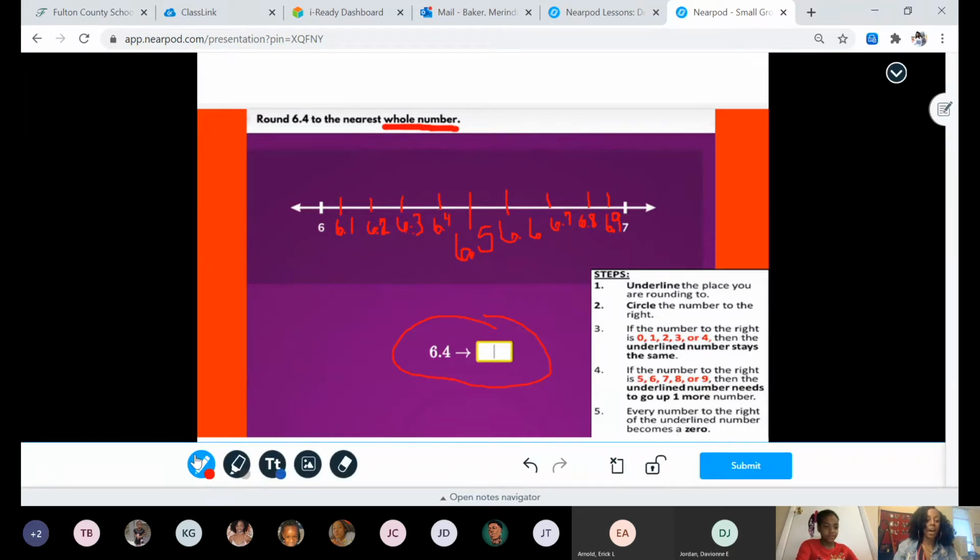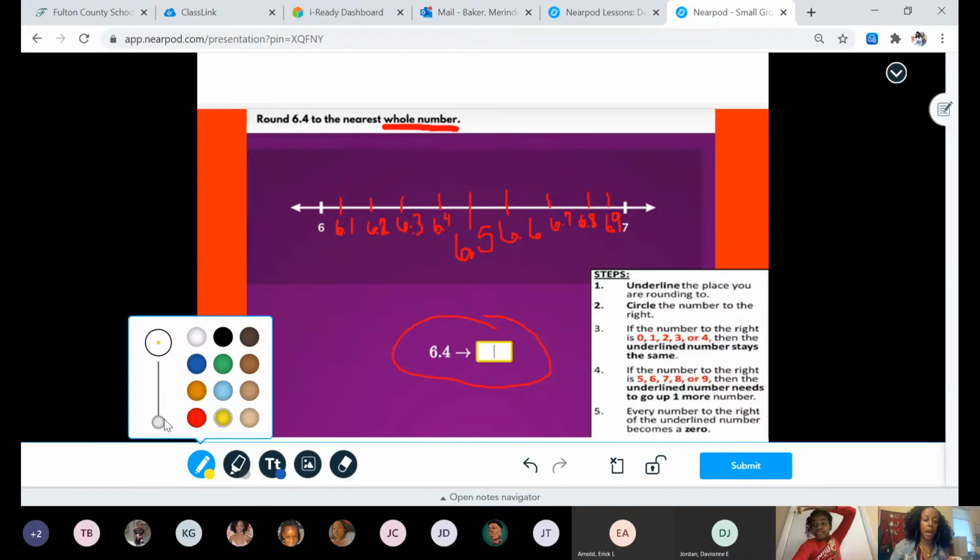On my chart, can somebody tell me where would we find 6 and 4/10 on our number line? Can somebody tell me? Because I want to be able to find that.